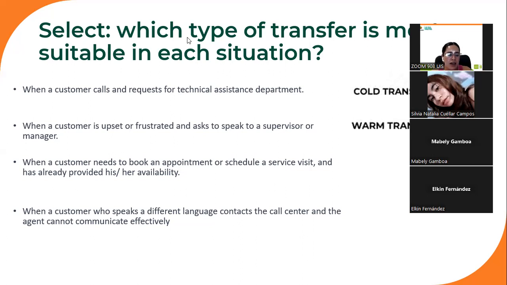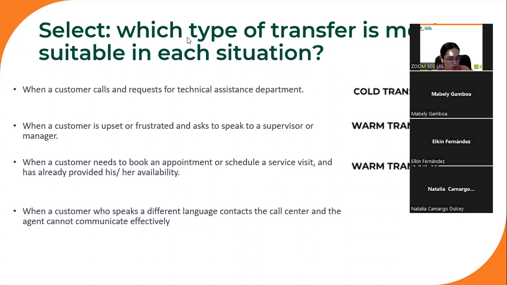Next, when the customer needs to book an appointment or schedule a service visit, and has already provided his or her availability. So imagine the customer calls and says, I need the service to come on this day, because I don't have to work on Friday at 2 p.m. Can you schedule that for me? What would you do? A warm transfer? Yes, the appropriate thing would be a warm transfer.